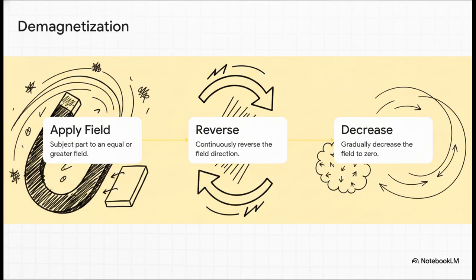And finally, no matter what equipment you end up using, the core theoretical procedure for demagnetization always relies on one exact sequence. Step 1, you have to subject the part to a field equal to or greater than the original magnetizing field. Step 2, you continuously reverse the field direction. And step 3, you gradually decrease that field all the way to 0. This stepping down action slowly collapses the aligned magnetic domains, forcing them back into a randomized, totally neutral state.